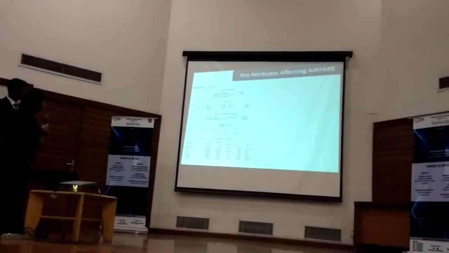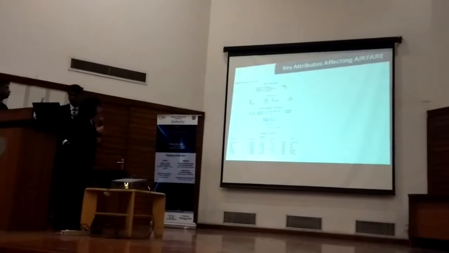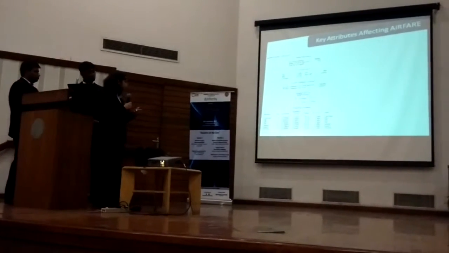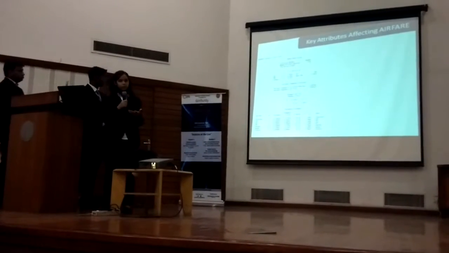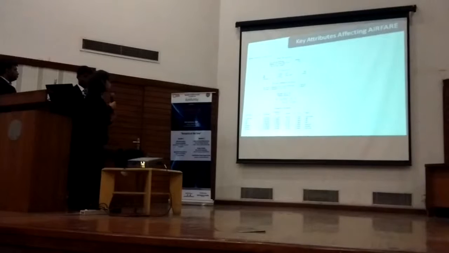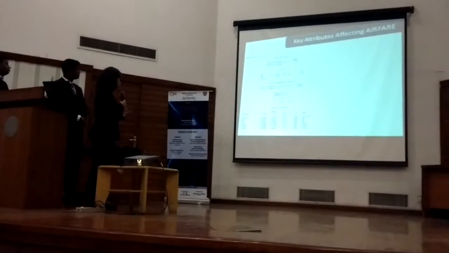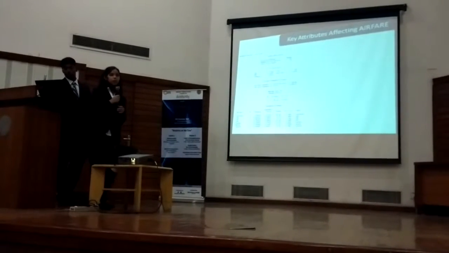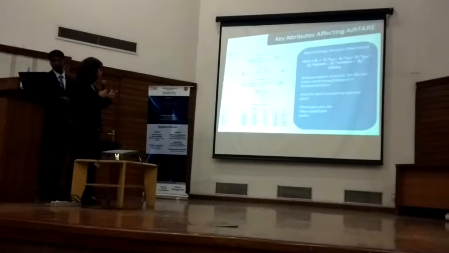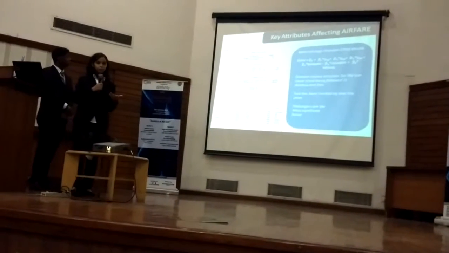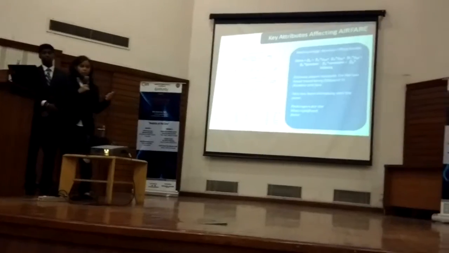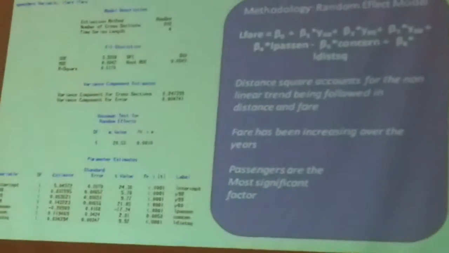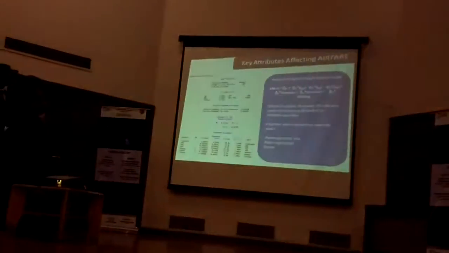Coming to the next coefficient, that of passengers, we took log of passengers and we got a negative coefficient. So it implies that as the number of passengers changes by 1%, the fare decreases by 0.28%. Similarly, for the next two coefficients, concentration and distance square, we got positive coefficients, which show that as the coefficient increases by 1%, the corresponding change in fare is 0.11% and 0.03%.